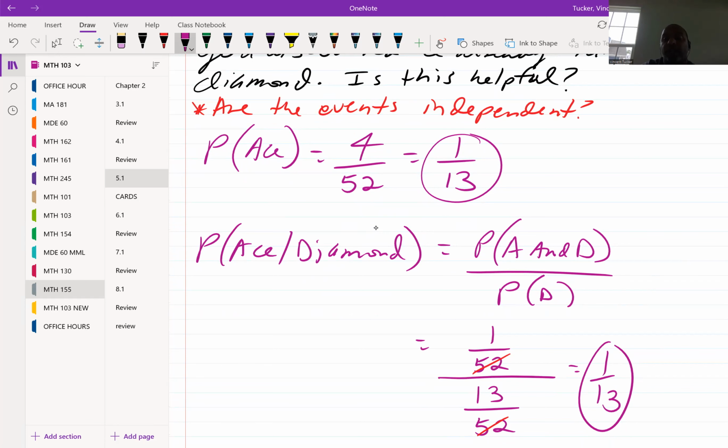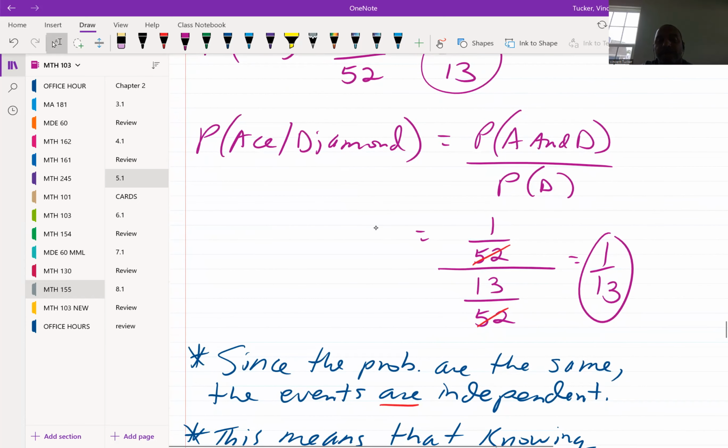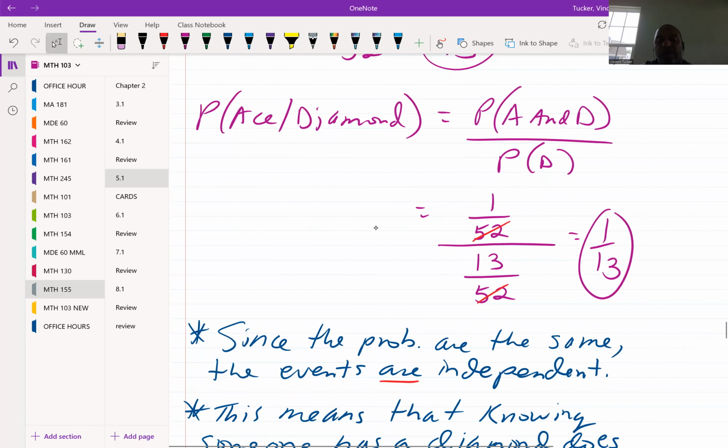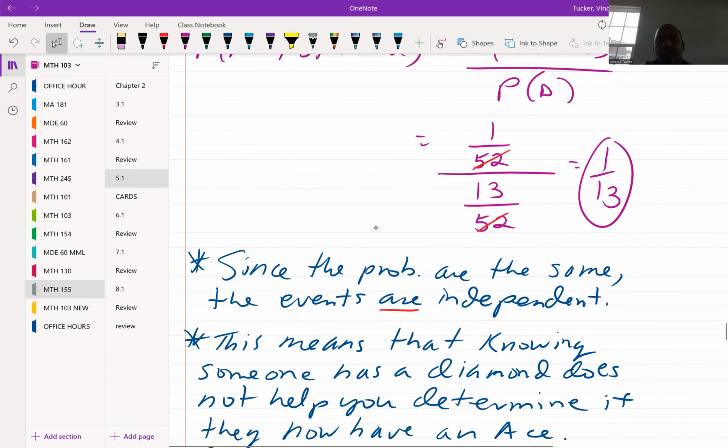Any questions with the calculation? So since the probabilities are the same, the events are independent. This means that knowing someone has a diamond does not help you determine if they now have an ace.